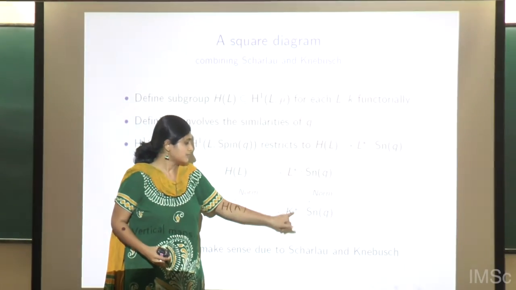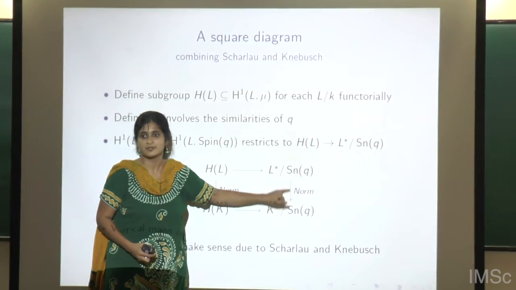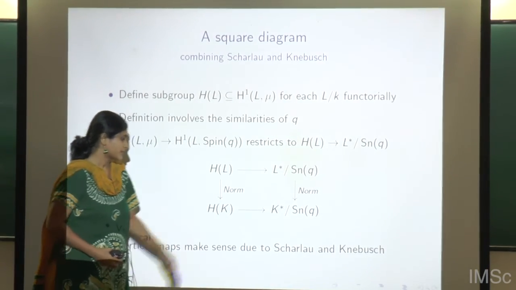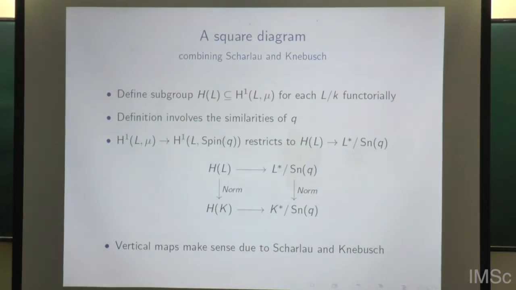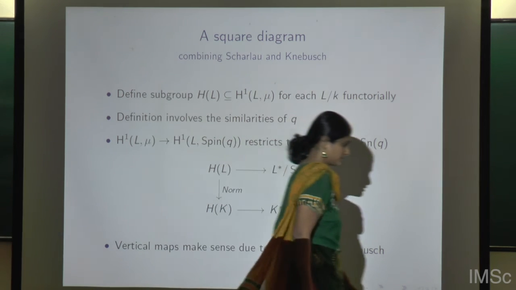Here, of course, L* to K* you have a norm map, but L* mod spinor norms to K* mod spinor norms you have a norm map because you have a norm map for Neighbors. Okay, so you have a square, and it combines both Chârlot and Neighbors.